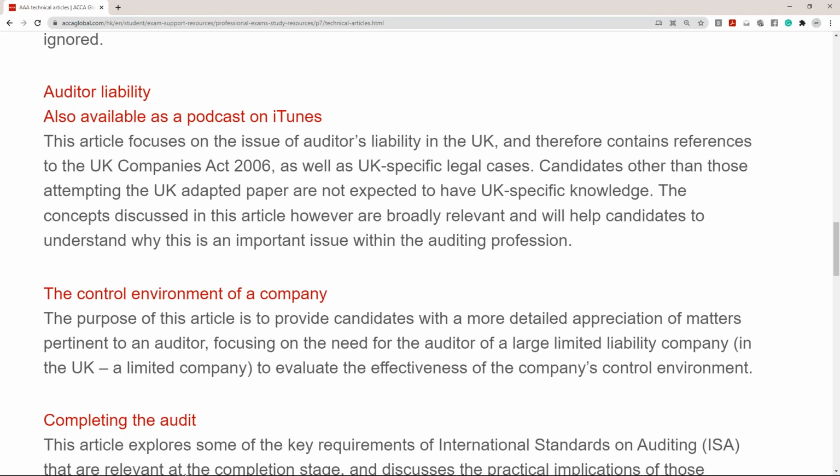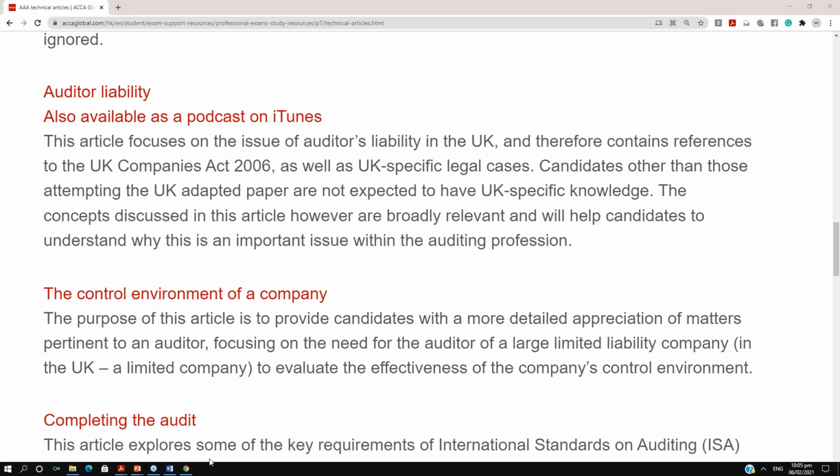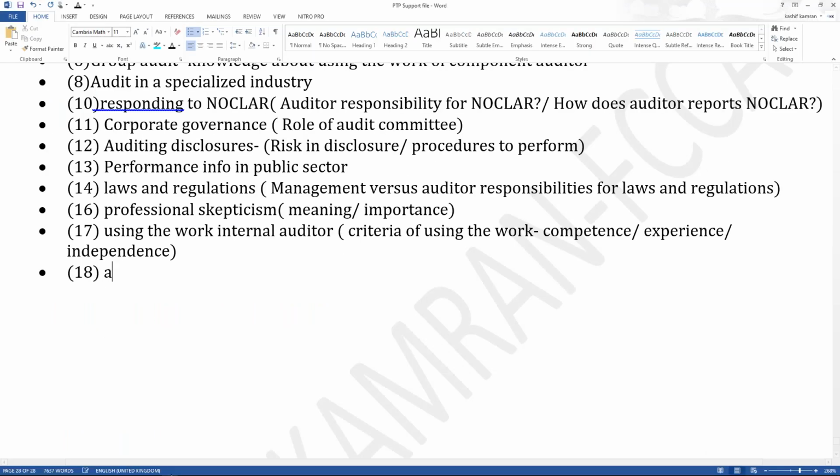So you should know the auditor liability. When is auditor liable? In what context is the auditor liable? So you should read this article. Auditor liability. What if it comes in the March 2021 exam? It's almost a decade. No question on this. You should know when is auditor liable, and how can auditor limit the liability? It's all given in the article, right?